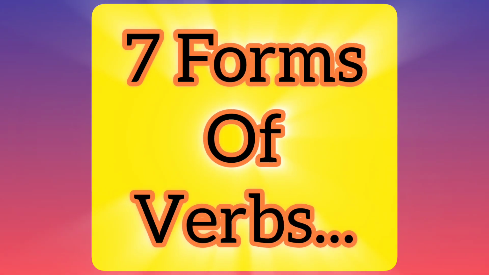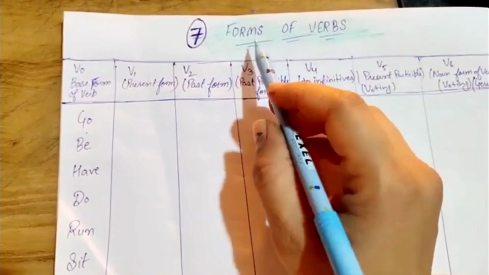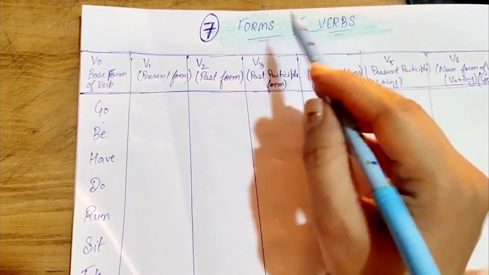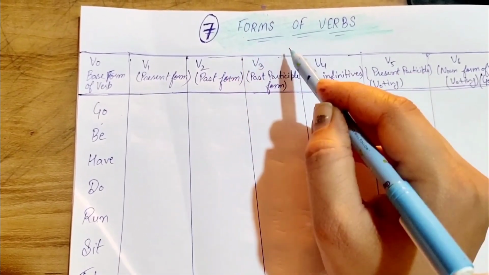Hello, students. Today we will talk about 7 forms of verbs. Yes, 7 forms of verbs, in which I have included all the types of verbs, all the forms of verbs.